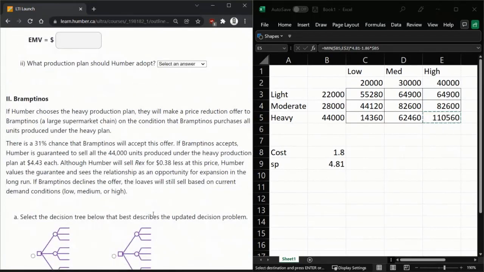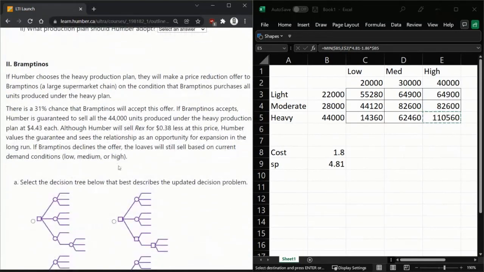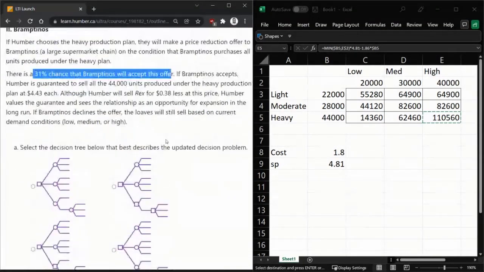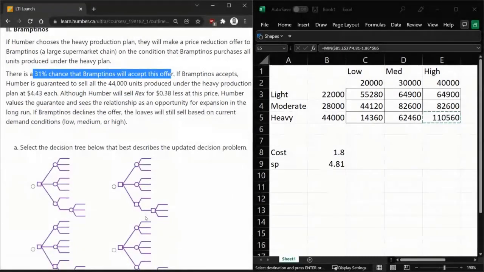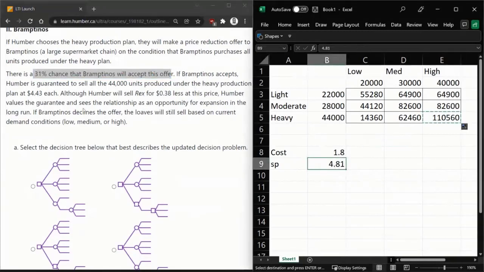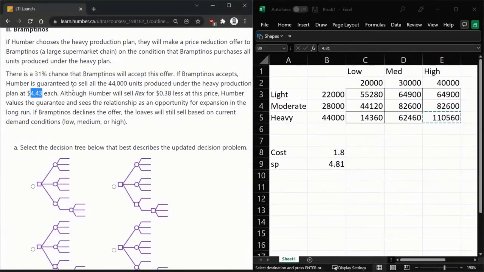Now we're going to move on to the second part, which is the Bramtinos part. If they go with the heavy production plan, they will make an offer to Bramtinos. There's a 31% chance that Bramtinos will accept the offer. They want to sign a contract with Bramtinos: whatever production plan we make, will you buy everything that we produce, and we will give you a cut on the price. Instead of selling for 481 to you, we'll sell at 443. So that's the plan they're trying to make with Bramtinos here.